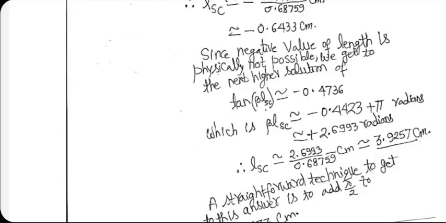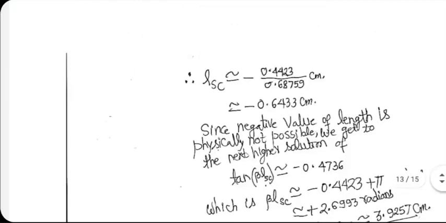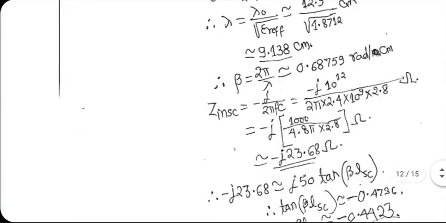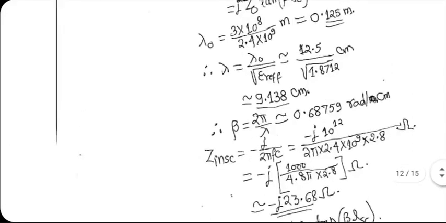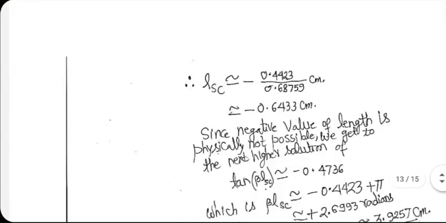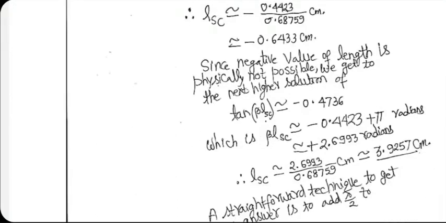3.9257. If you don't want to do that, a straightforward method is whenever you get a minus length, simply add lambda by 2 to it. Because after every lambda by 2, things repeat themselves. That can work directly. You know lambda already, it is 9.138 centimeter. Half of that should be added to the minus value to get the positive value. I think you'll get the same answer if you use that technique.